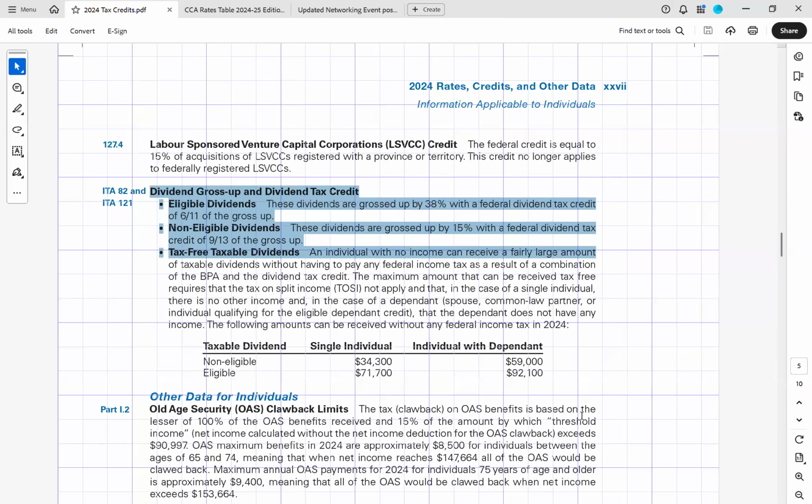So because we're told the type of dividend they will be, we're either going to use eligible or non-eligible. We're told that these are eligible. So we have to gross up the 73,000 by 38%. We'll talk about the dividend tax credit in a moment, but the dividend tax credit for eligible dividends is 6/11 of the gross up. So we'll keep that in mind, and we'll take us back to the Excel spreadsheet.